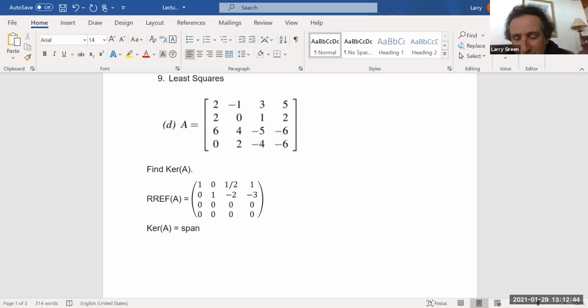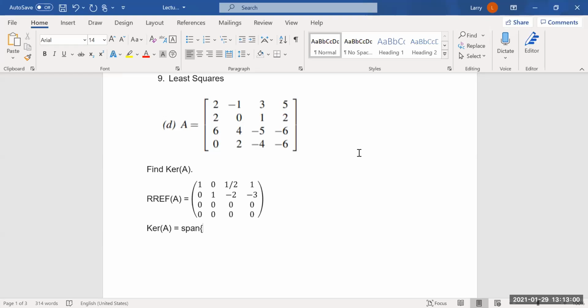And just to make life easier, I'm going to write it as row vectors, even though they're really column vectors. It's just easier to write in. It's the span of the set. And now we've got to come up with it. First thing is, how many free variables are there? 2. There's 2 free variables.